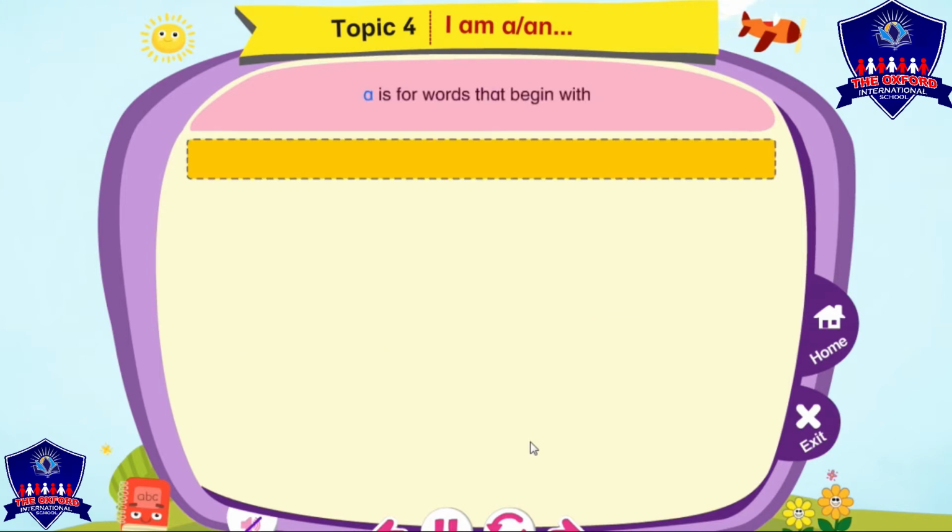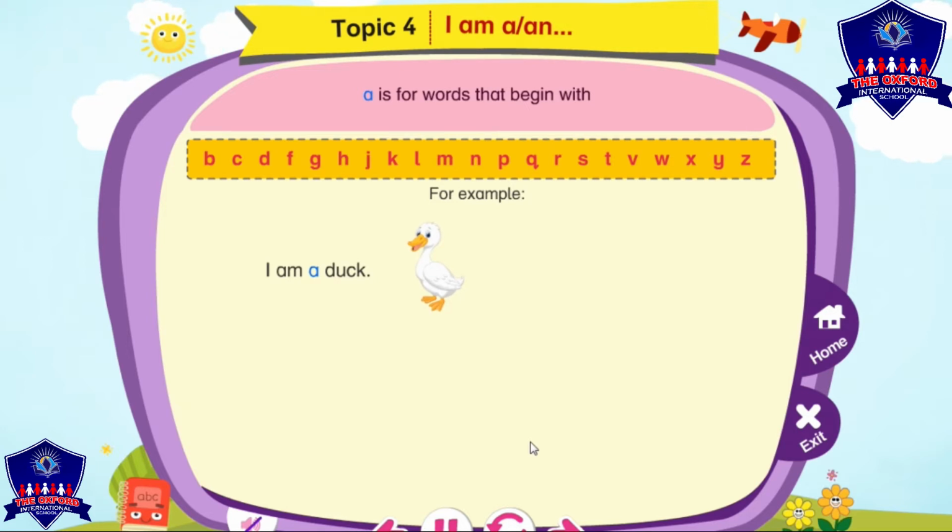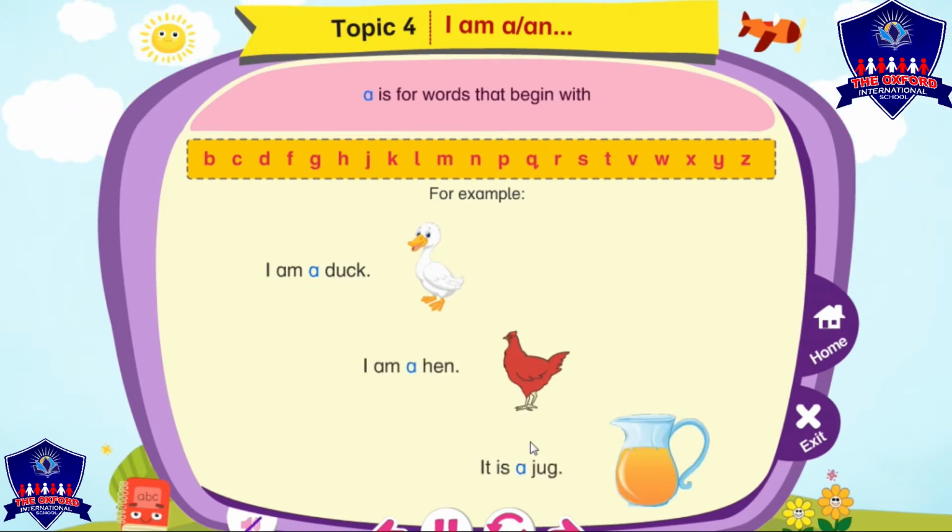A is for words that begin with B, C, D, F, G, H, J, K, L, M, N, P, Q, R, S, T, V, W, X, Y, and Z. For example, I am a duck. I am a hen. It is a jug.